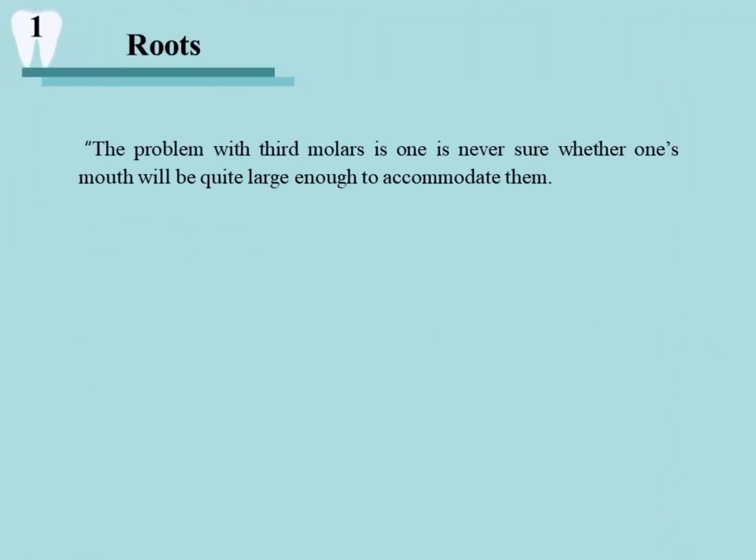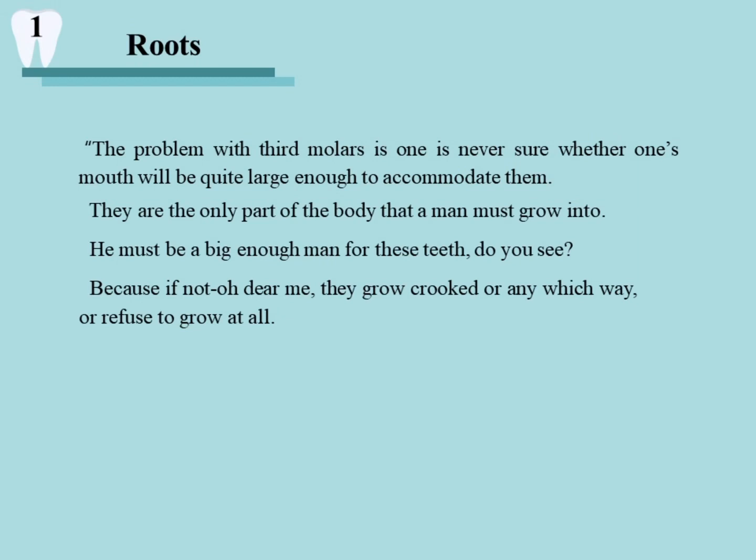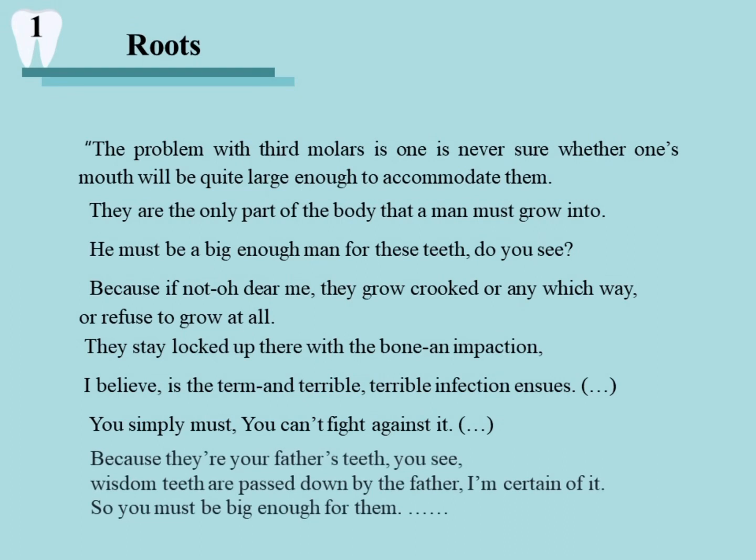Here is one example. The problem with third molars is, one is never sure whether one's mouth will be quite large enough to accommodate them. They are the only part of the body that a man must grow into. He must be a big enough man for these teeth, you see? Because if not, oh dear me, they grow crooked or any which way, or refuse to grow at all. They stay locked up there with the bone, an impaction I believe is the term, and terrible, terrible infection ensues. You simply must, you can't fight against it. Because they're your father's teeth, you see? Wisdom teeth are passed down by the father, I'm certain of it. So you must be big enough for them.